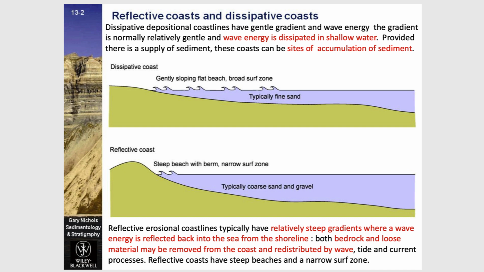Remember, these reflective coasts are usually represented by steep gradients, so energy will be much more pronounced and focused along the coast, and for this reason both the bedrock and loose material can be removed from the coast and redistributed by the wave action.